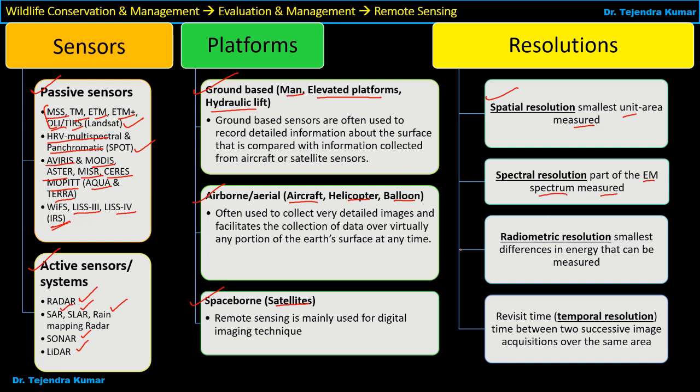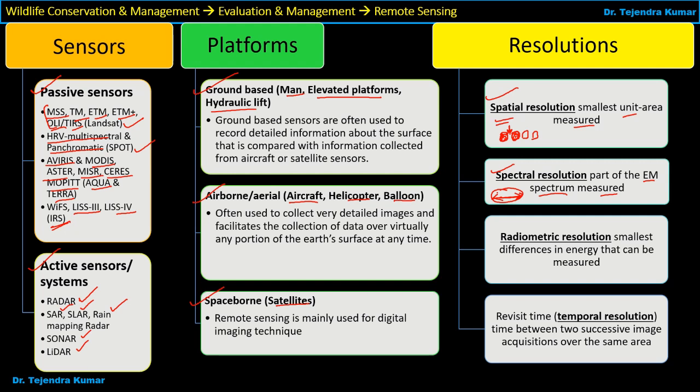So if you see one area, then you will find that there are small segments there. If you see one small segment, then this is the spatial resolution. You can see the difference between two small units on an area. This is the spatial resolution, which gives a more clear picture from more height as well. And spectral resolution actually shows the range, how much range is there.